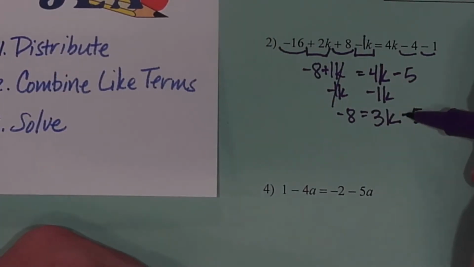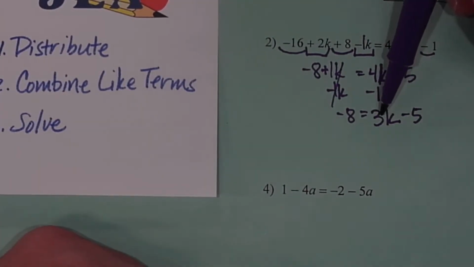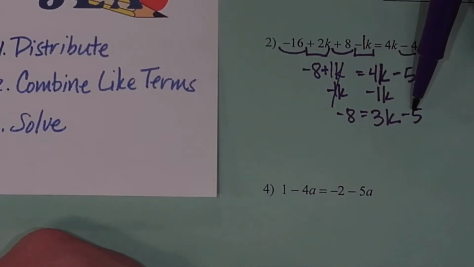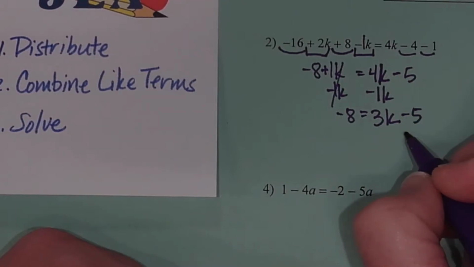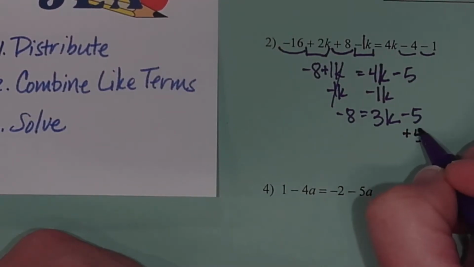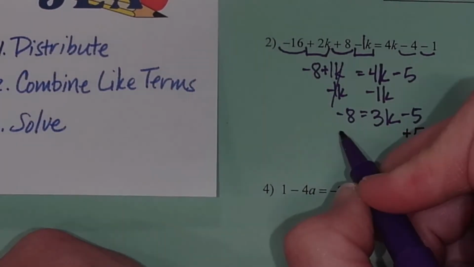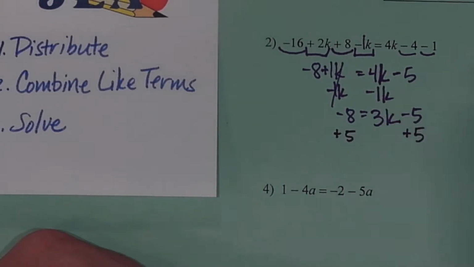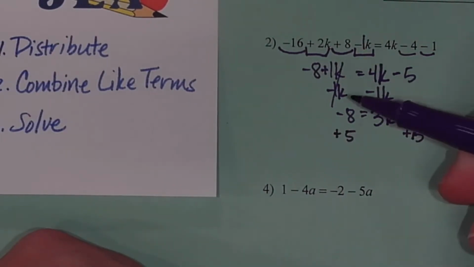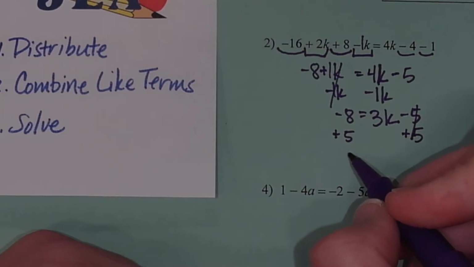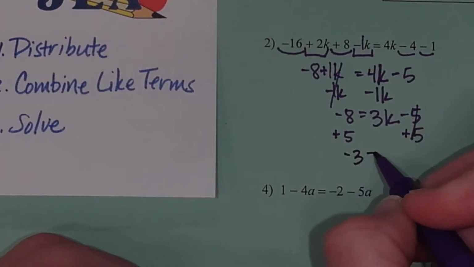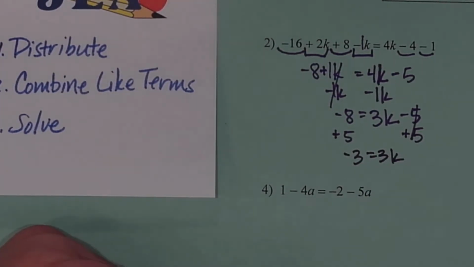Okay, let's get rid of that minus 5. Because remember, we've got to save that number that's there with the variable. We've got to save that for last. So let's get rid of the minus 5 first. And we're going to get rid of it by doing the opposite, which is to add 5. And what we do to one side, we do to the other side of the equal sign. This goes away. Negative 8 plus 5, feel free to use those calculators if you want. It's going to give me negative 3, and that equals 3k.